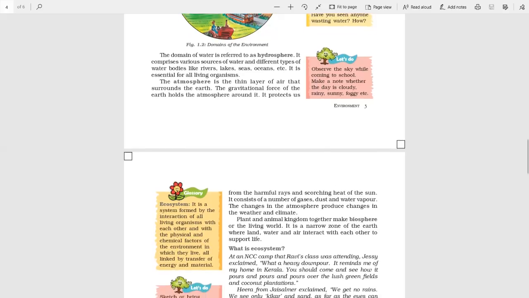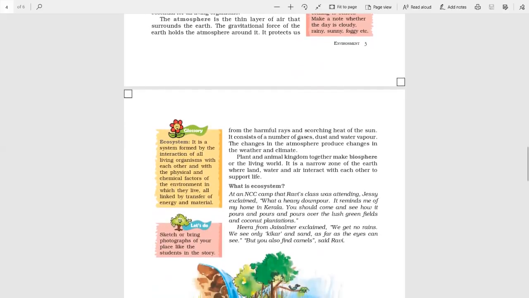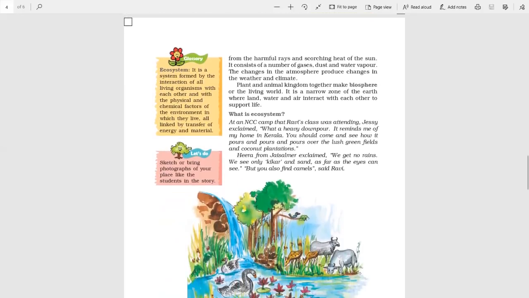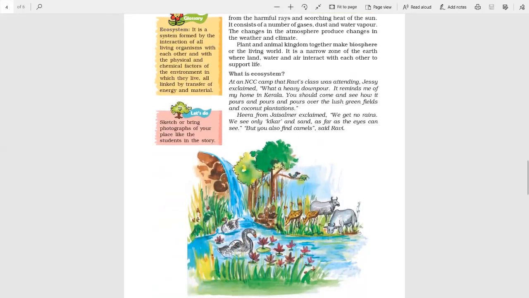What is an ecosystem? At an NCC camp that Ravi's class was attending, Jesse exclaimed, "What a heavy downpour! It reminds me of my home in Kerala. You should come and see how it pours and pours and pours over the lush green fields and coconut plantations."